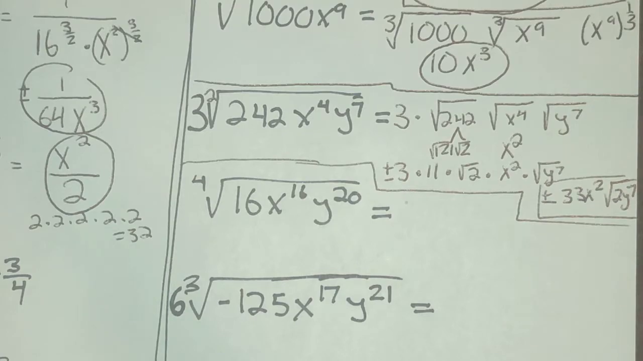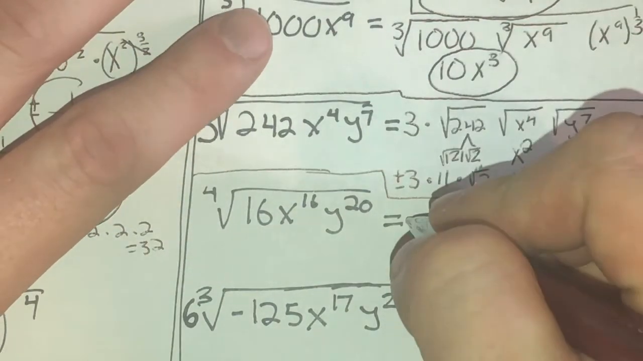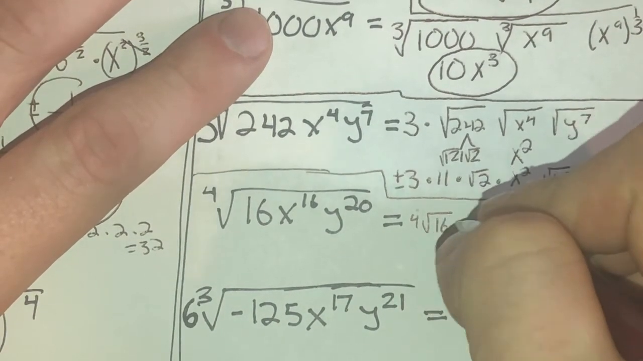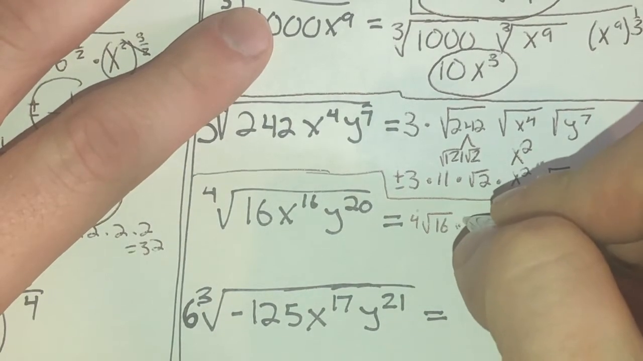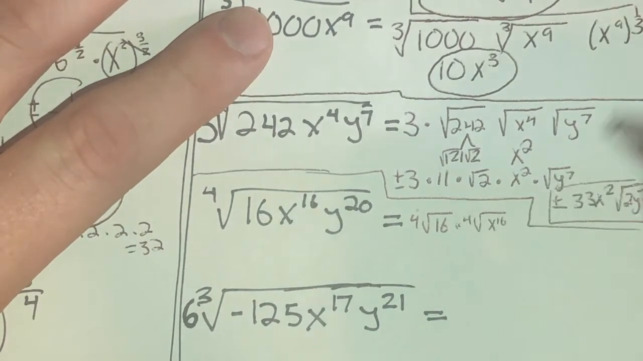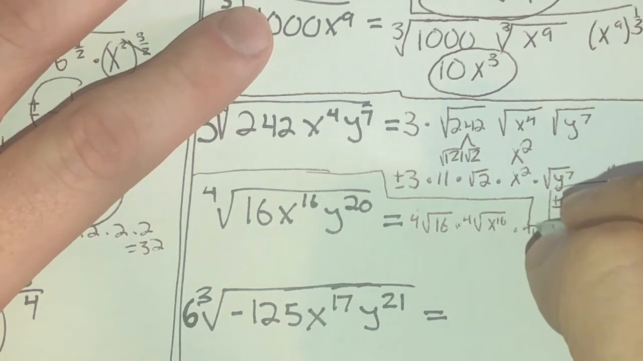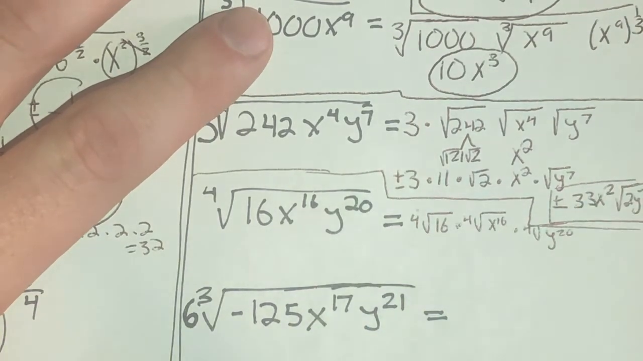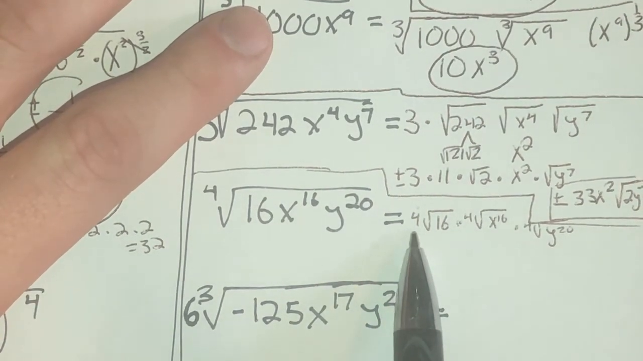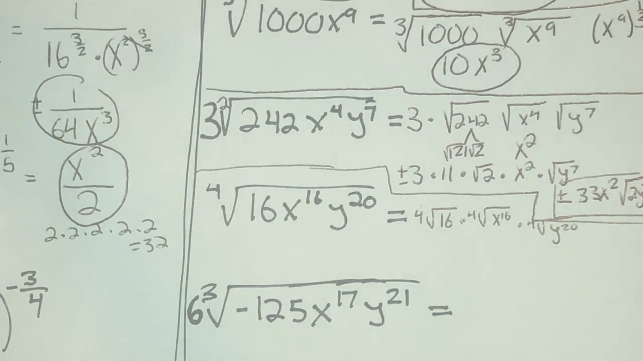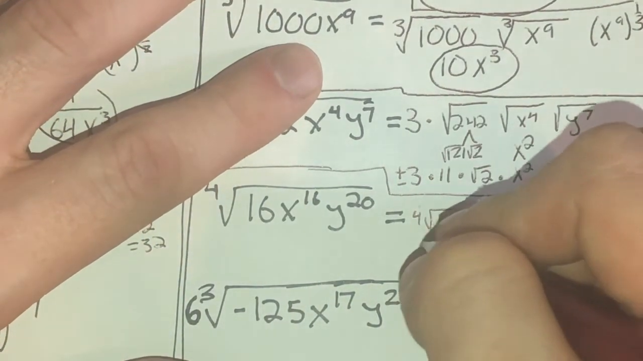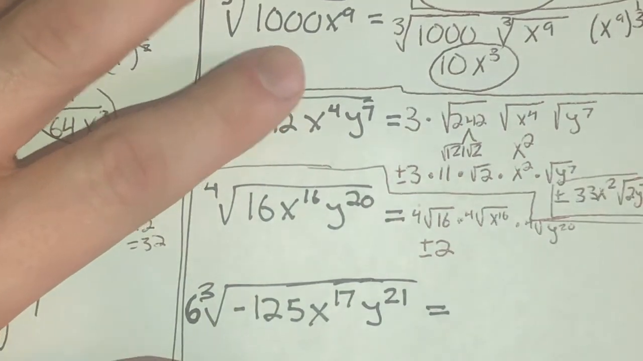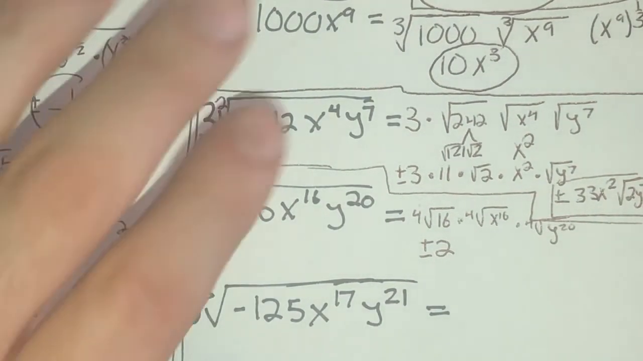Yes. So look, same idea. Let's break it up, all right? 4th root of 16 times 4th root of x to the 16 times 4th root of y to the 20. Let's take a look. Does 16 have a perfect 4th? It does. It's plus or minus 2. So the plus or minus is taken care of.